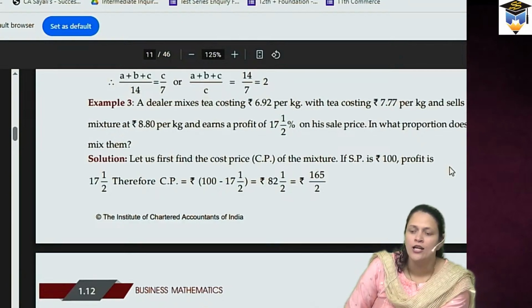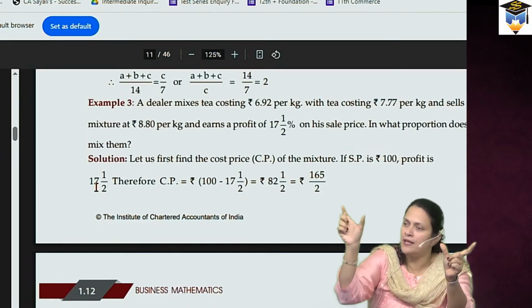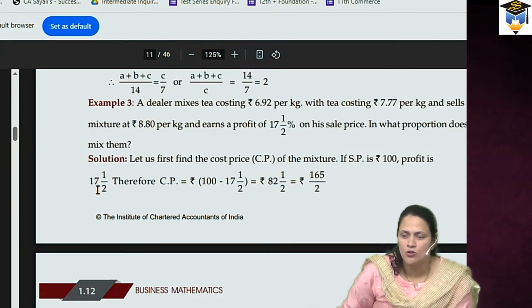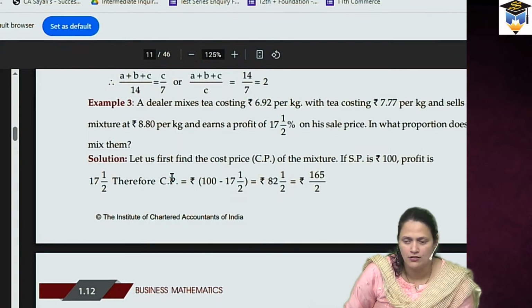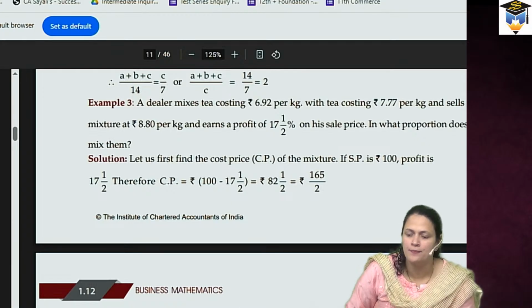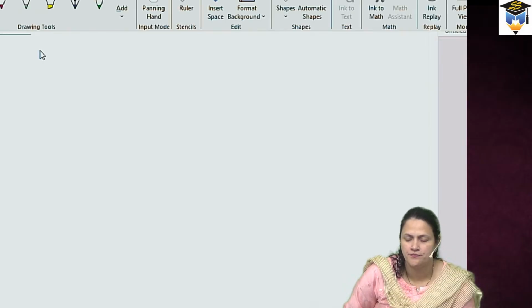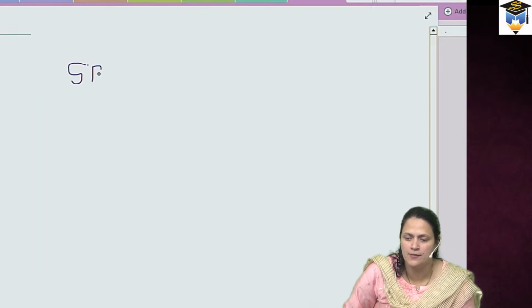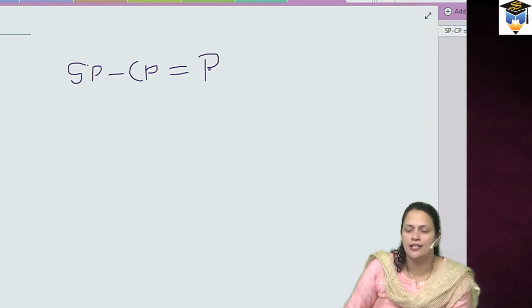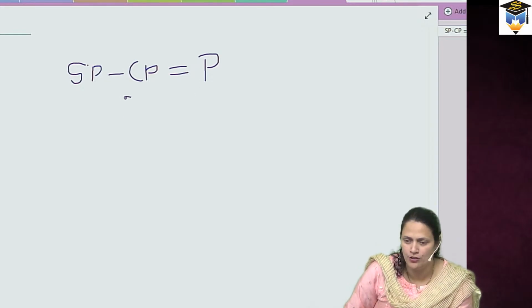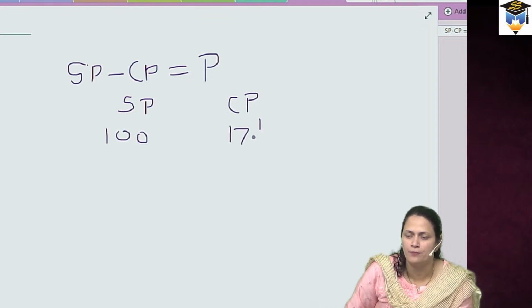Okay. So profit is given as 17 integer 1/2. So when SP is 100, profit is 17 1 by 2. So in order to find out the value of CP, we know SP minus CP is profit. Now here the profit percentage is given to us as 17 integer 1 by 2. So if I make two columns, SP, CP, when SP is 100, corresponding profit was 17 integer 1 upon 2.